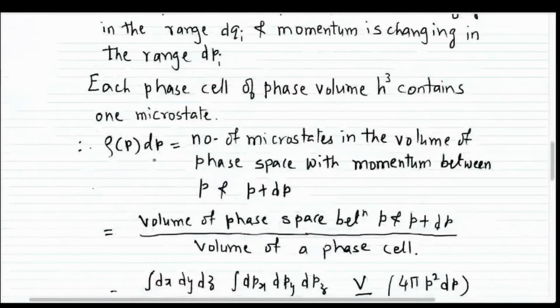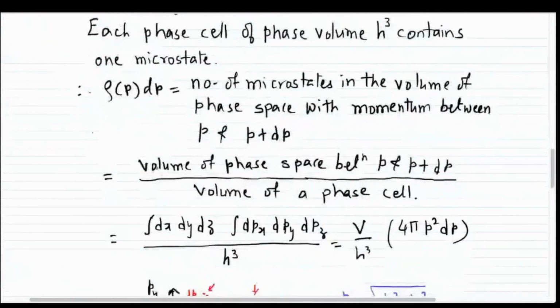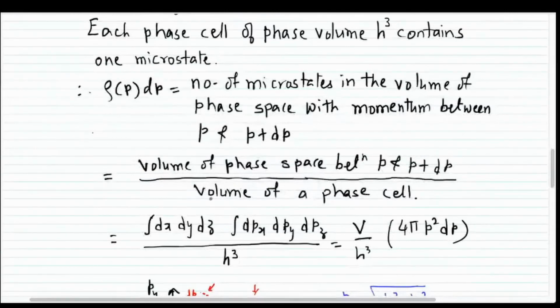So this rho p dp, which is the number of microstates in the volume of phase space with momentum between p and p plus dp, will be nothing but volume of phase space between p and p plus dp divided by volume of a phase cell. Is this much clear? Then I'll go to the equation further.